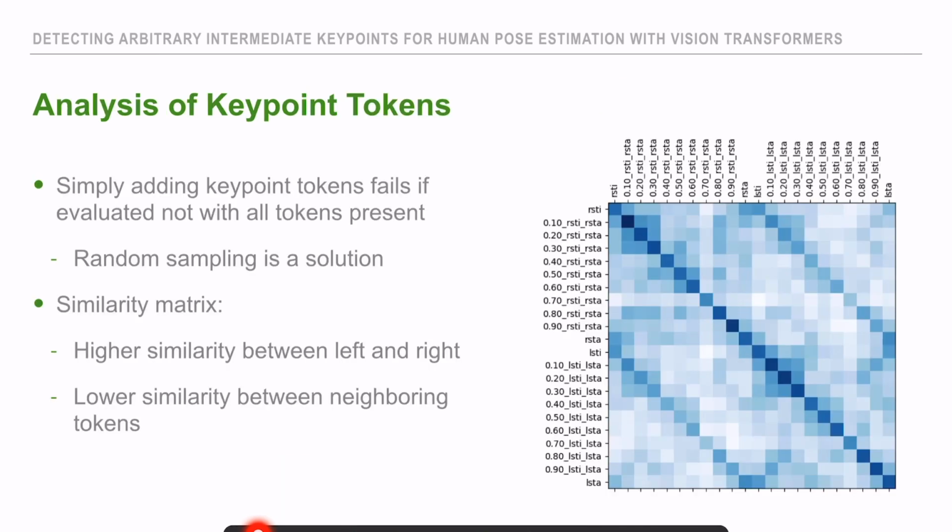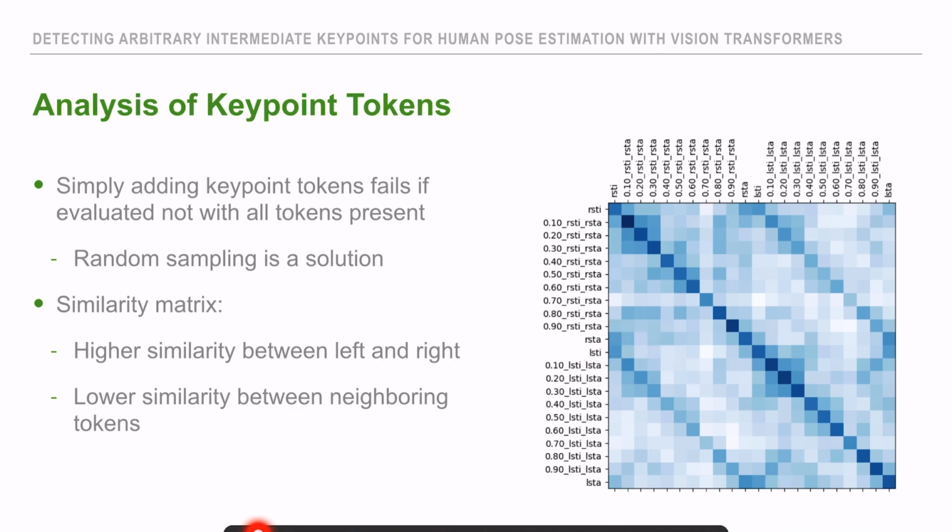Another problem is revealed if we have a look at the similarity matrix. The similarity between corresponding left and right key point tokens is higher than the similarity between neighboring tokens, which we can see in the figure on the right. We have the key point tokens of left and right ski tip and tail and 9 equally spaced intermediate key points. Darker color in the matrix indicates higher similarity.